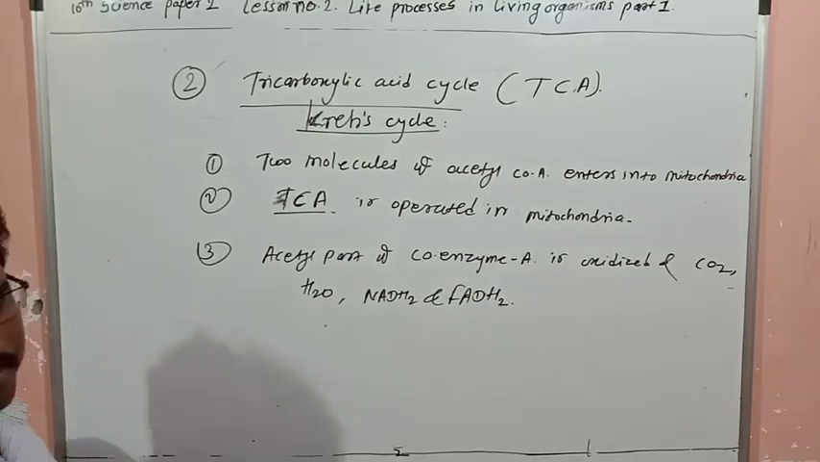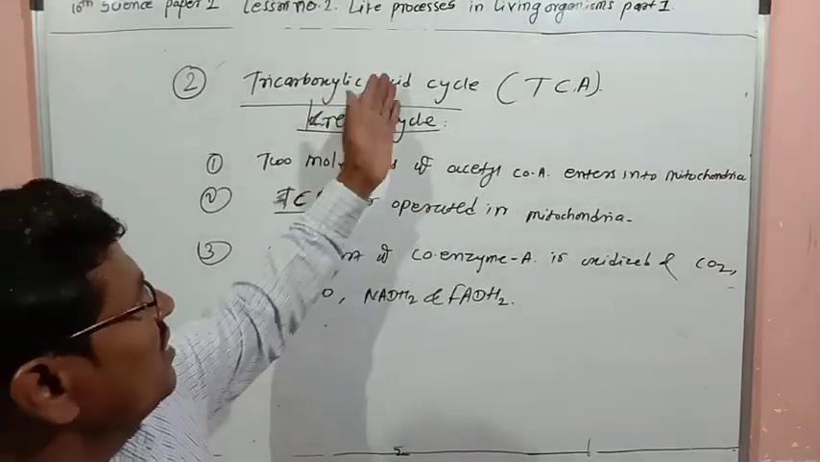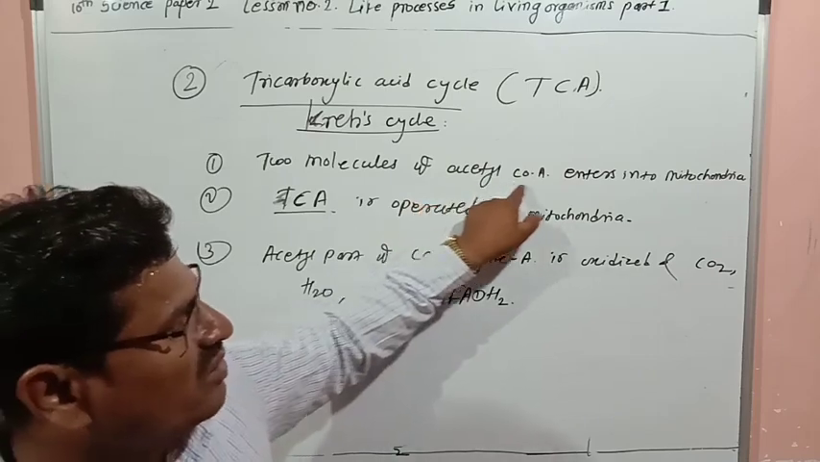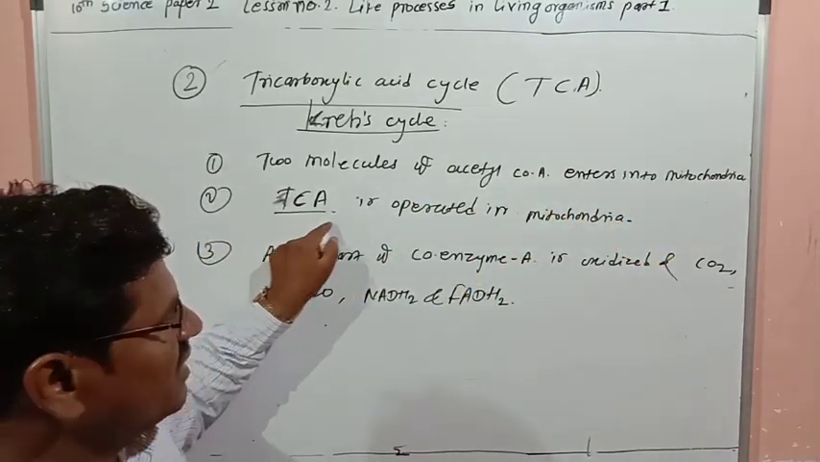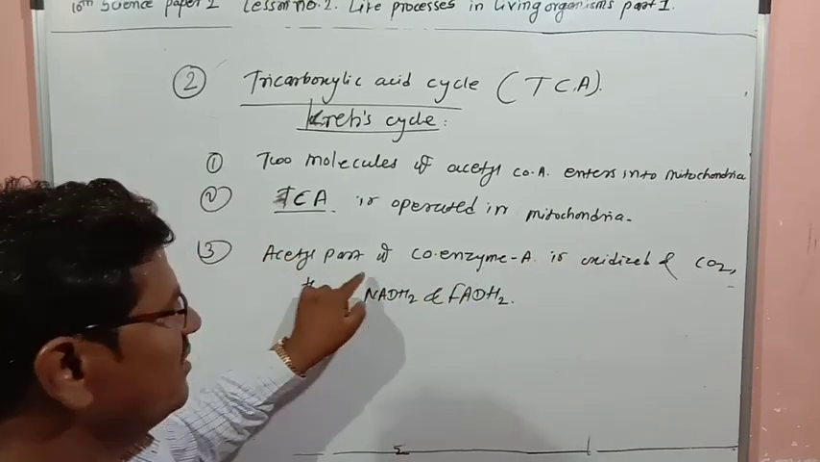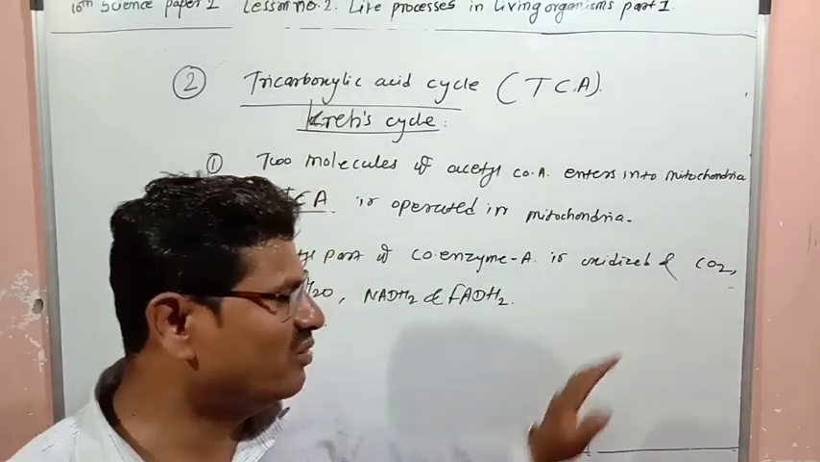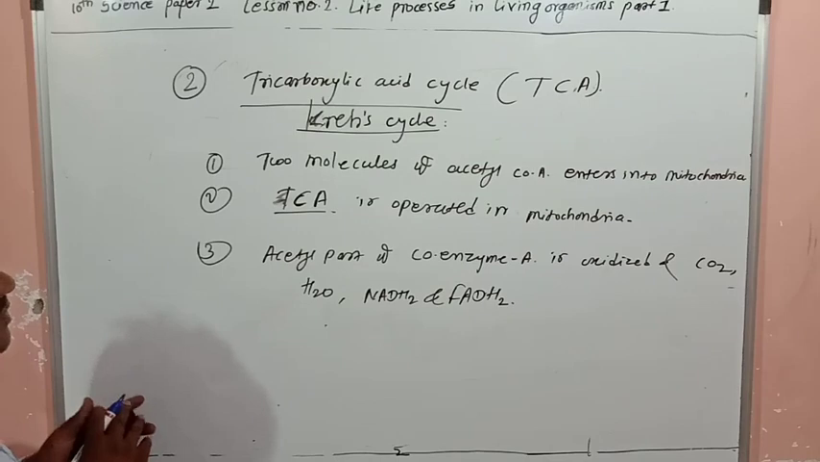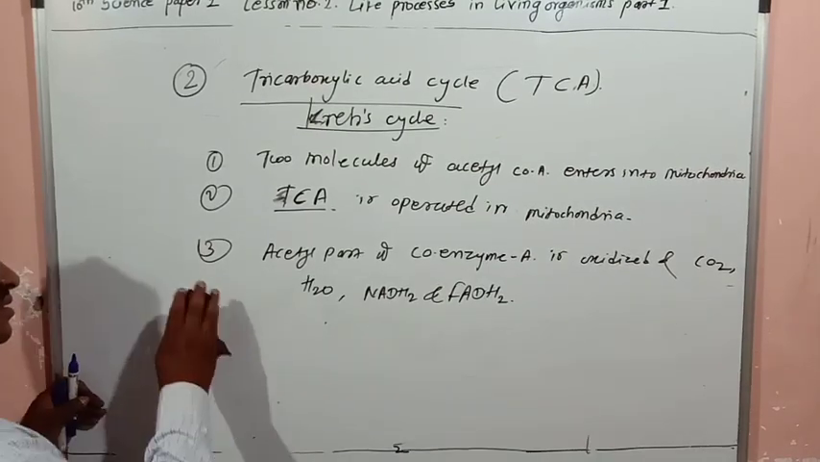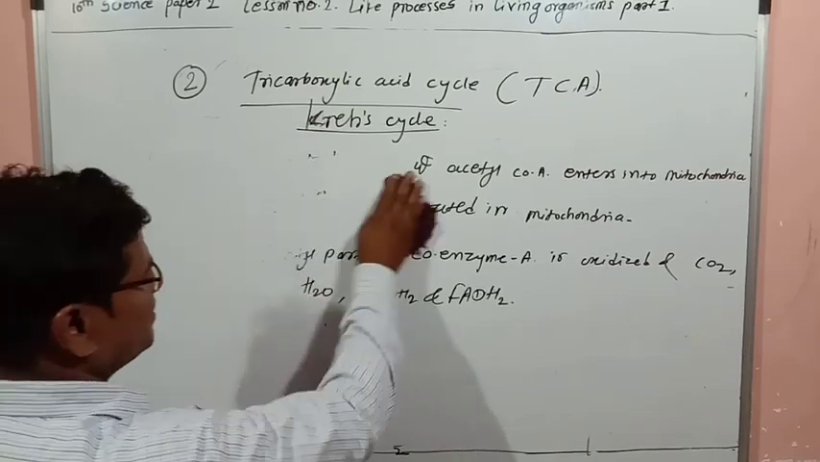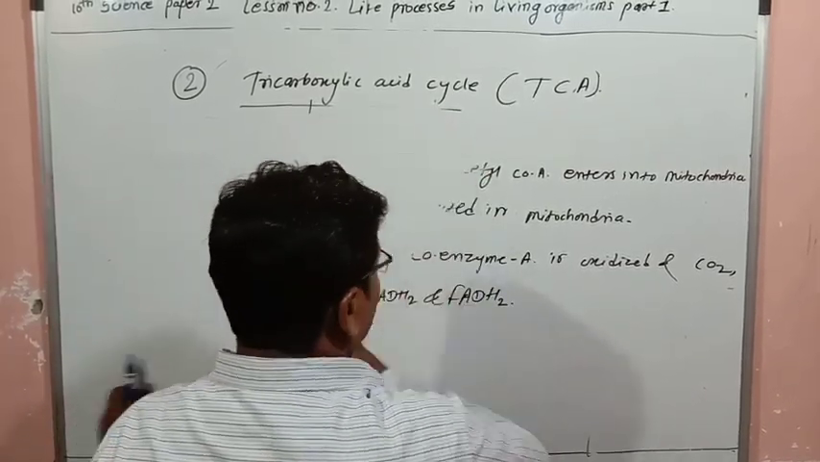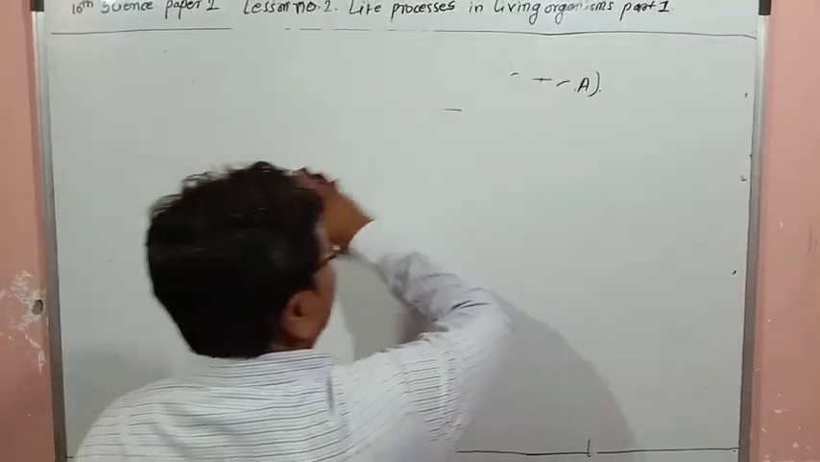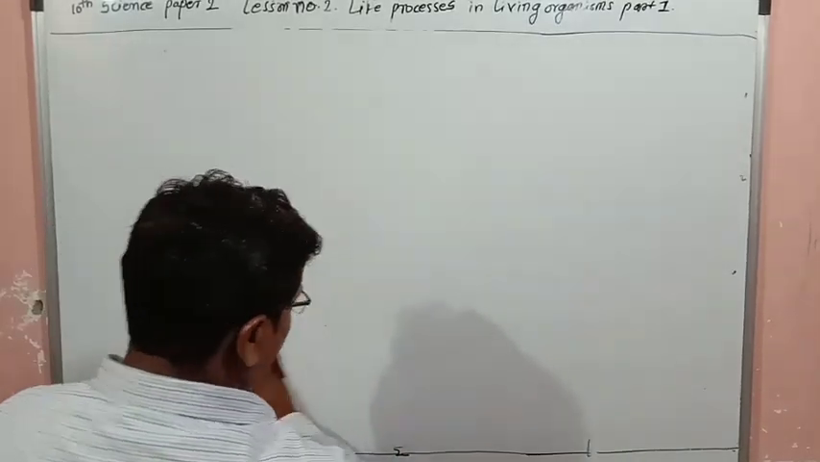These processes take place in the tricarboxylic acid cycle, also called the Krebs cycle, in which two molecules of acetyl coenzyme A enter the mitochondria and the TCA cycle operates there. The third point is that the acetyl part of coenzyme A is oxidized and converted into CO2, H2O, NADH2 and FADH2. So after this, in aerobic respiration, the first is glycolysis, the second is the tricarboxylic acid cycle, and the third is the electron transfer chain reaction.